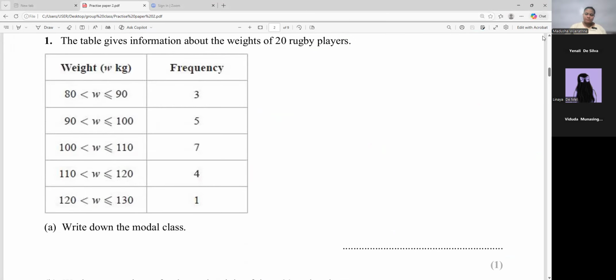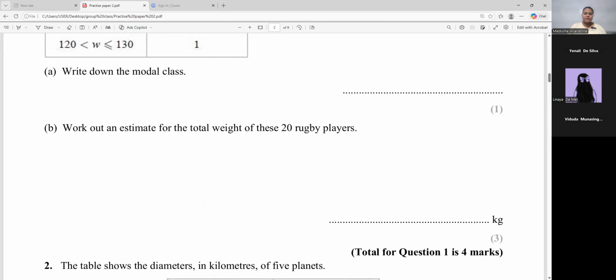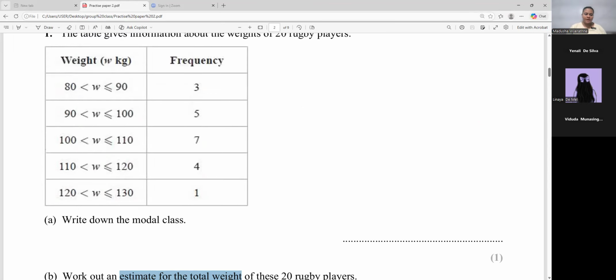Second one, part B, work out an estimate for the total weight of these 20 rugby players. Read it clearly. It's not the mean, only the total weight. Estimate the mean means we need to find the average or the mean. This is only for total weight. We do the same way, but we only do part of the mean. We don't find it till the mean. We only find the total of data, the sum of all the data, that part only.